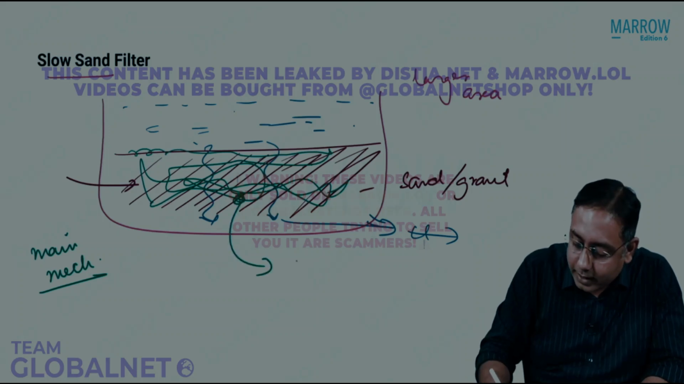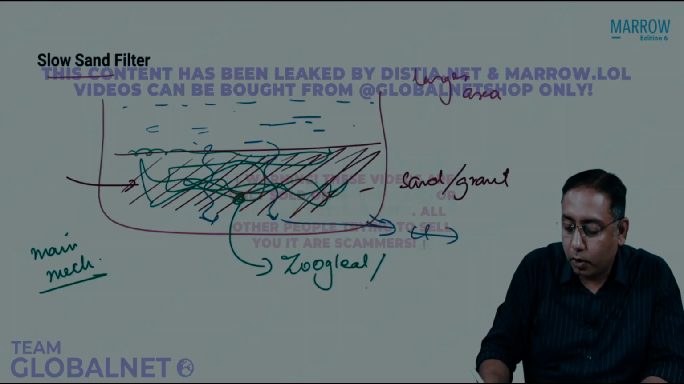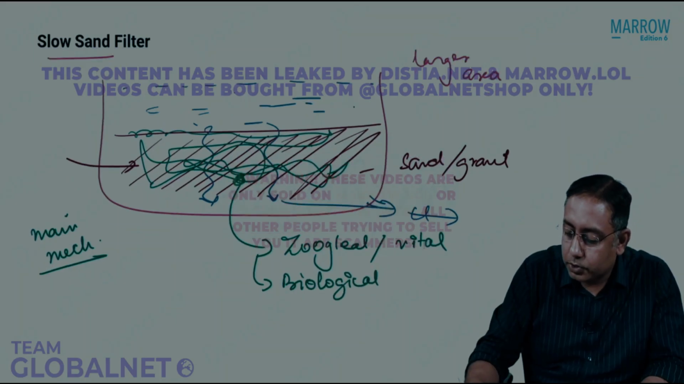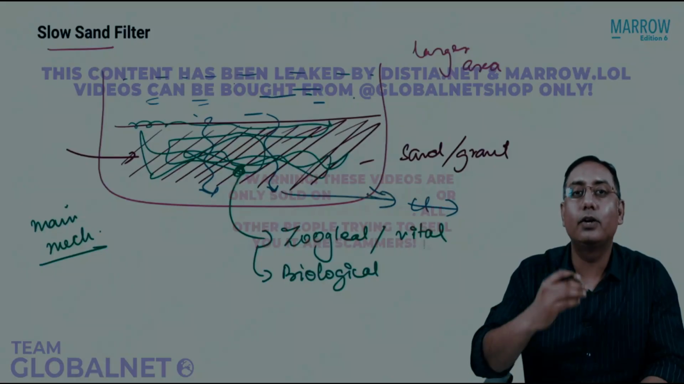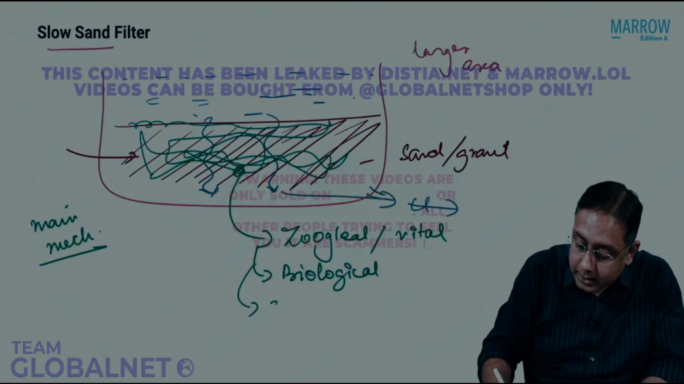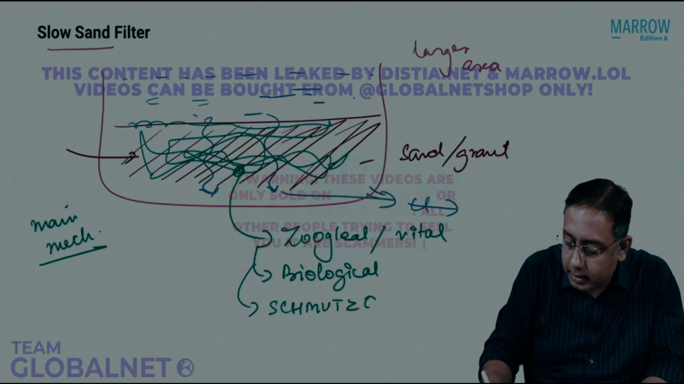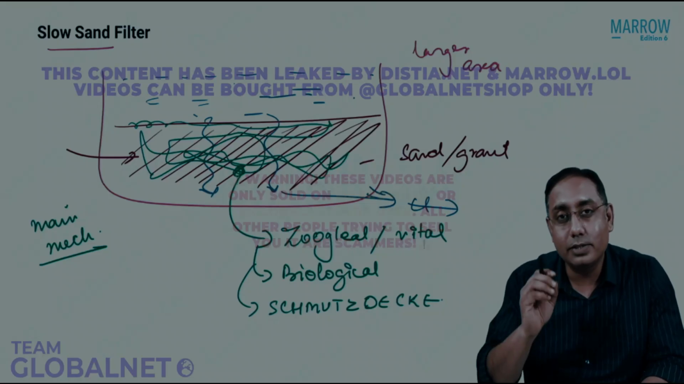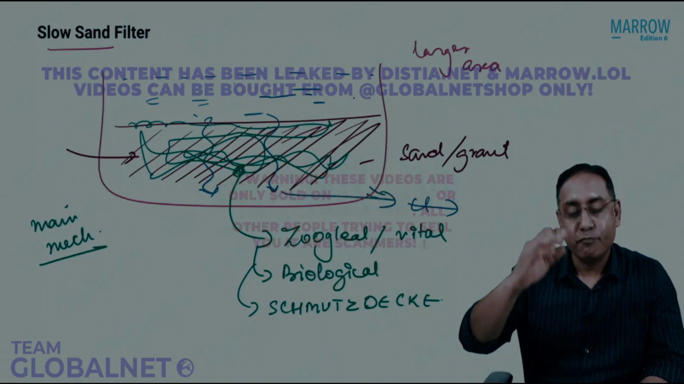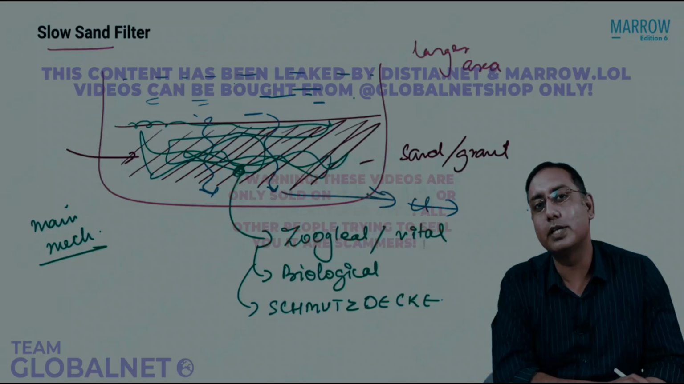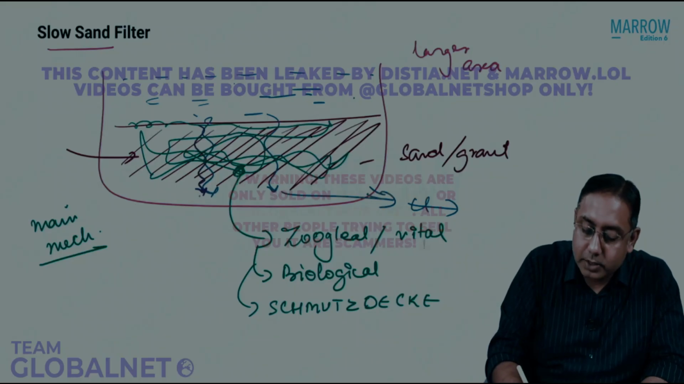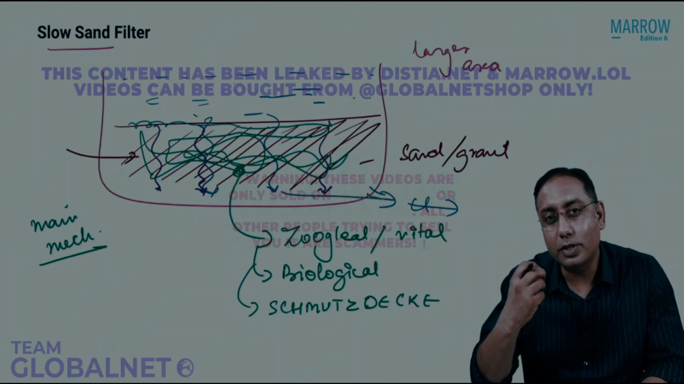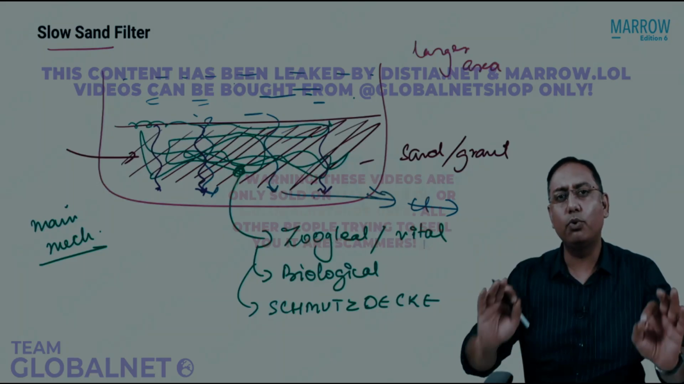In medical words, we call this layer a zooglial layer, also called a vital layer, also called a biological layer, also called a Schmutzdecke layer. Lot of alphabets together. So this Schmutzdecke layer, or the zooglial layer, or the biological layer, or the vital layer, we believe is the main functioning part of the slow sand filter. Why? Because if the water is passing through this zooglial layer, it gets oxidized. With the oxygen radicals, there is an oxidation process, and the water is pure, very pure.